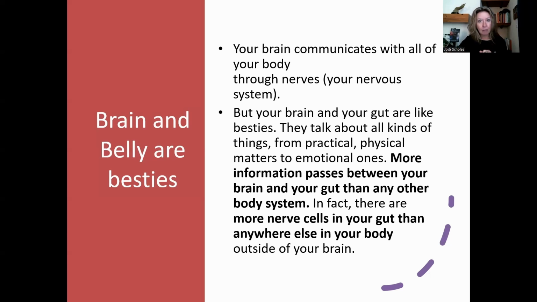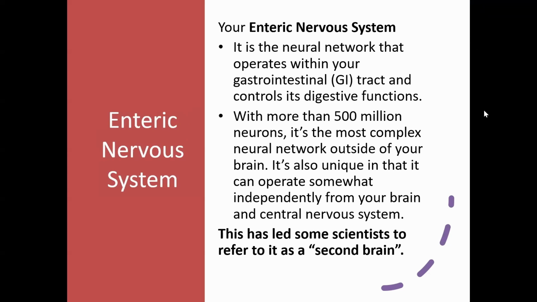That might come up on the MBLEx. Vocab word, your enteric nervous system. This is the nervous system that's in your gut. We don't talk about this when we talk about the nervous system. It is the nerves within your gut. Enteric. This is the brain-belly connection. It's the most complex neural network outside of your brain.